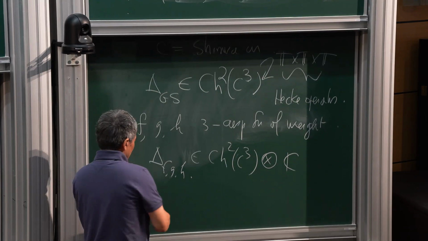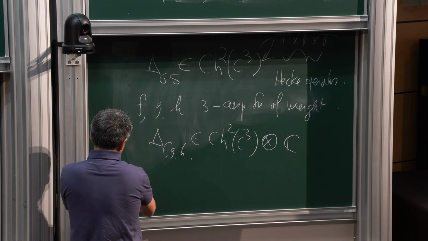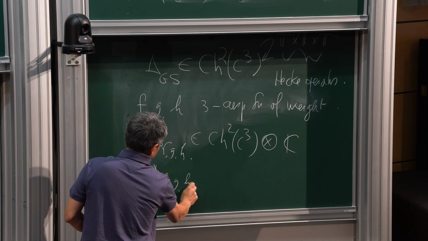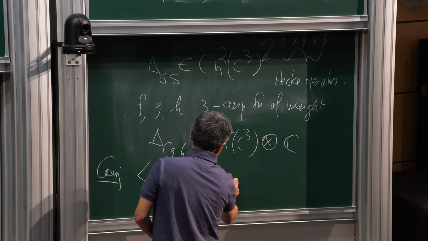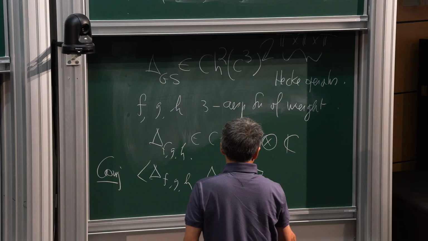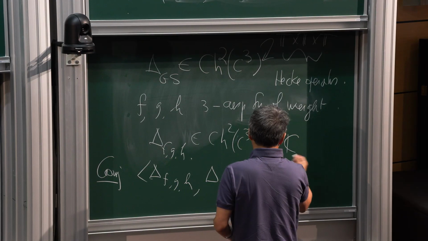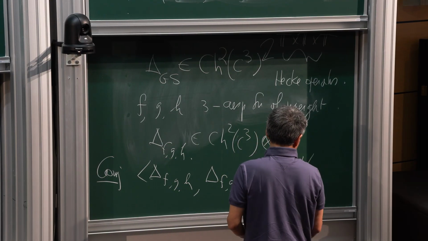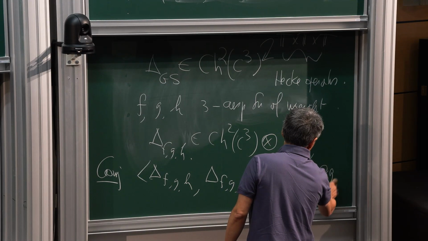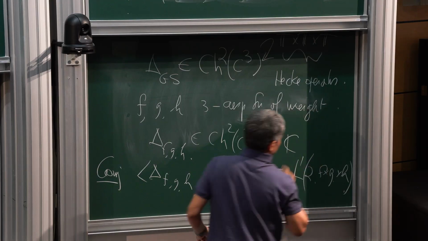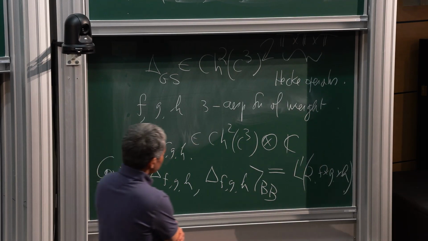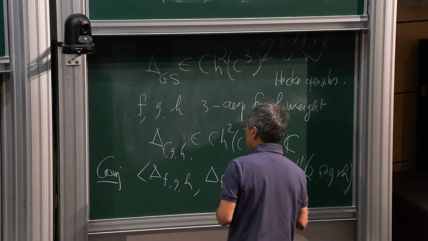Then they made the conjecture that this Beilinson-Bloch height of Δ(f,g,h) is equal to something like the derivative at the center of the triple product L-series, up to some constant like this.